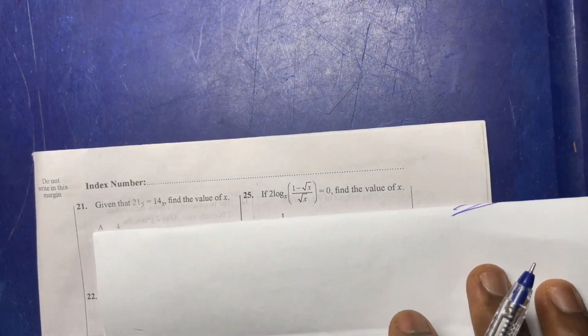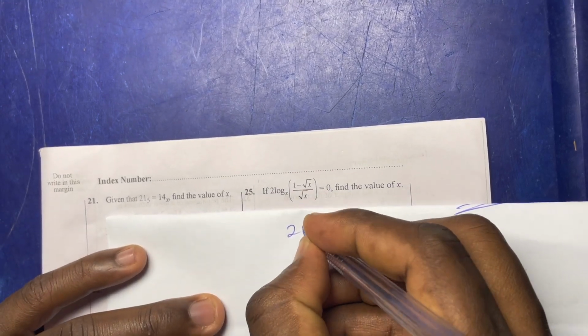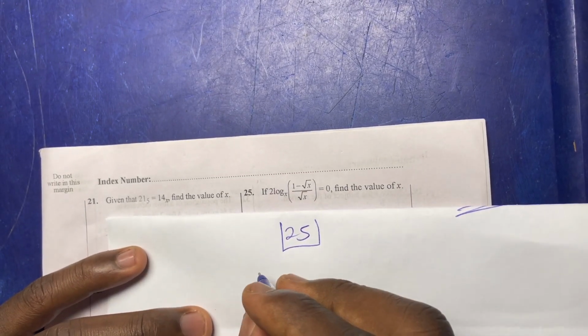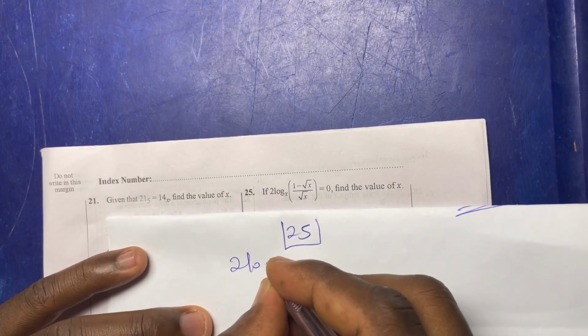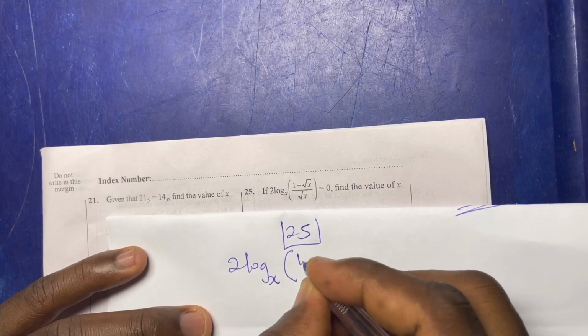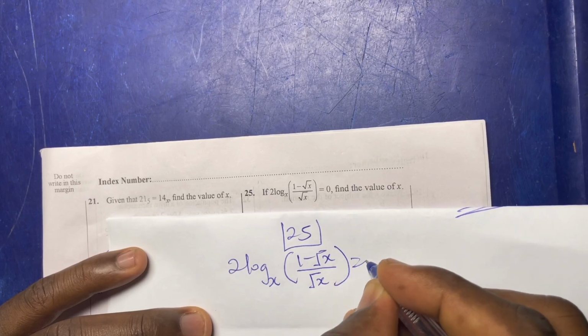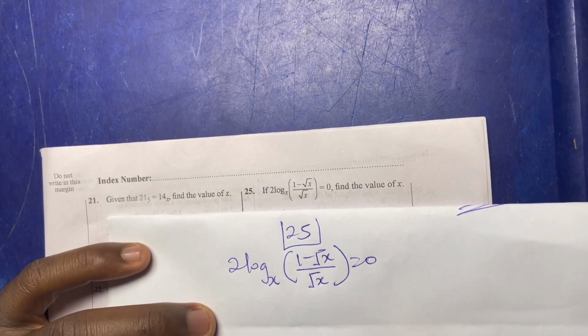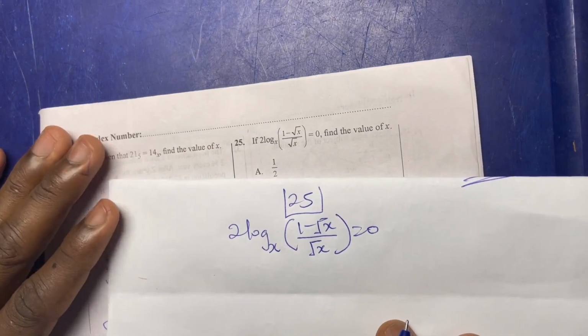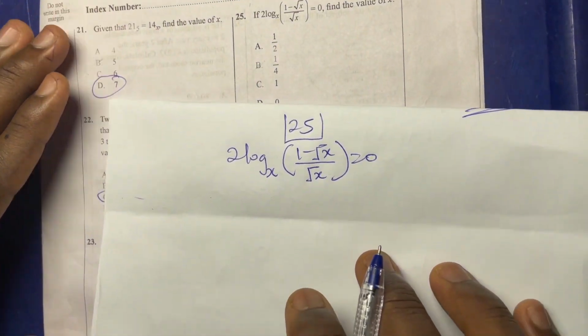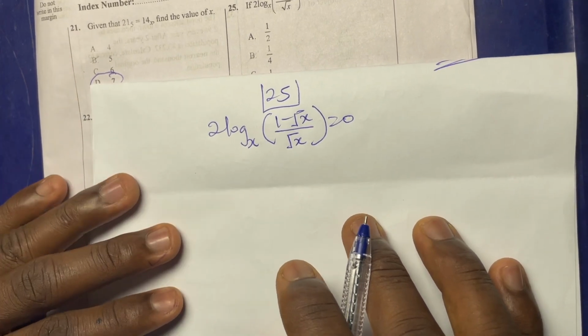So the next question here is question 25. Question 25 says: if 2 log x (1 minus root x) over root x equals 0, we have to find the value of x. So now let's solve this together.